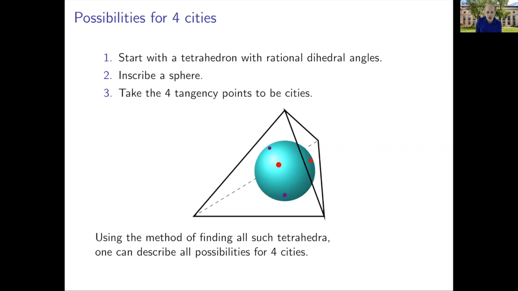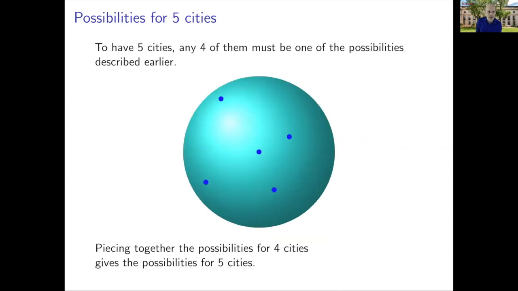And now the question is, suppose you had more than 4 cities. Suppose you had 5 cities, and you want to know all the possibilities for placing 5 cities on the sphere. Well, if you had 5 cities, then if you choose any 4 of them, like those 4 red ones, those 4 must be in the previous classification. You just ignore the 5th one, and all the distances between these 4 must be rational. So this must be related to some tetrahedron, and we know what the possibilities for those 4 are. The same holds if you exclude a different one, and so on. So you could do this for any 4 of them.